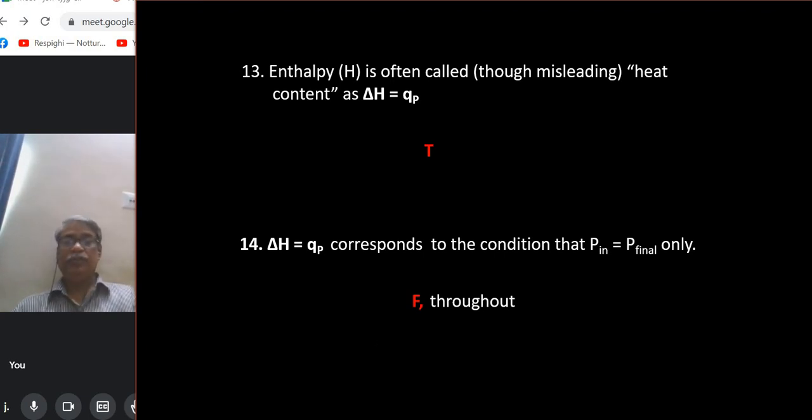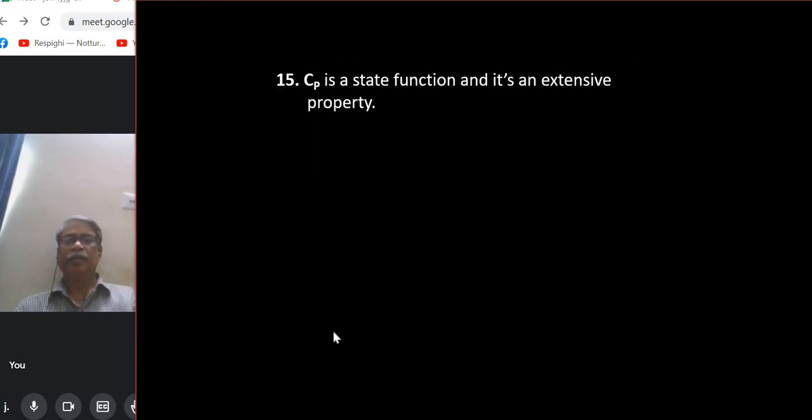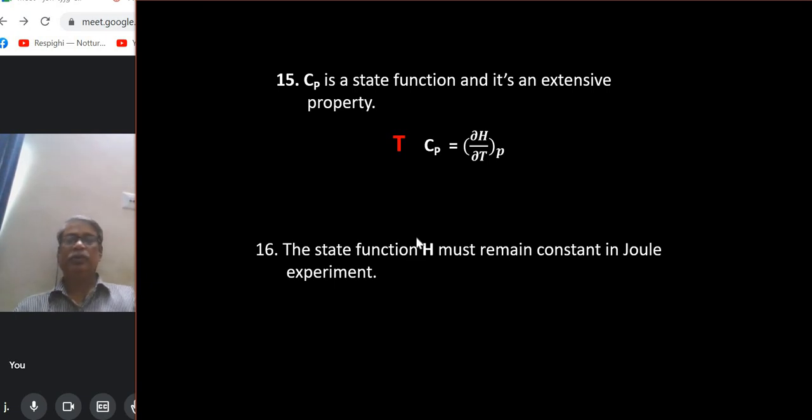Of course, if you keep P constant throughout, then it holds, no problem. Cp is a state function and an extensive property. It's obvious because it's a ratio of extensive and intensive quantities, so it is itself extensive and a state function, of course.